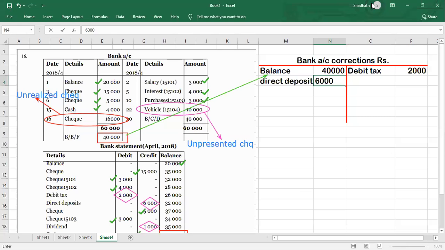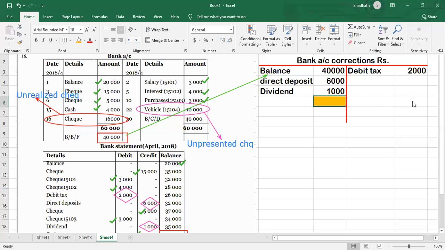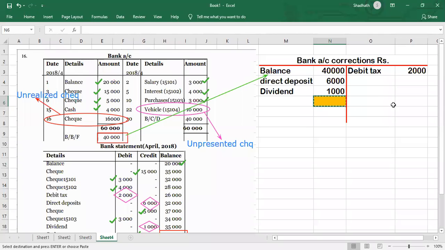It's on the credit side in the statement, so it comes to the debit side. Dividend, how much? 1,000. That's all. So we balance the account. You know what balancing means? I always tell you balancing is easy for you. Just two lines like these.